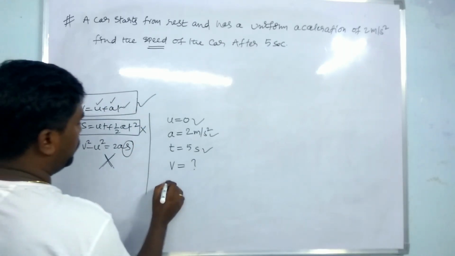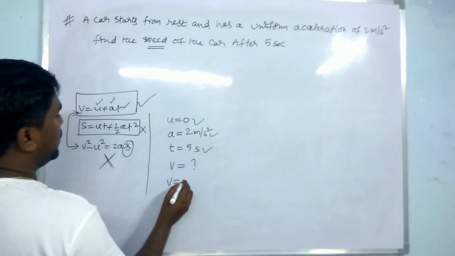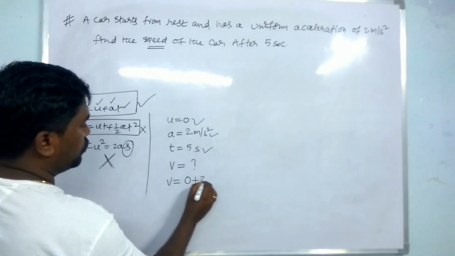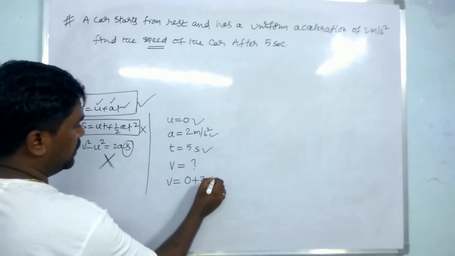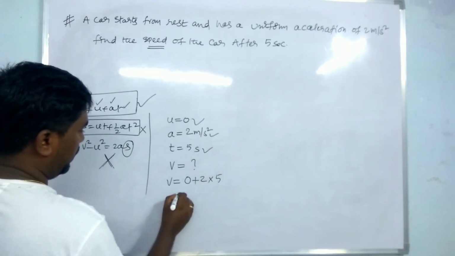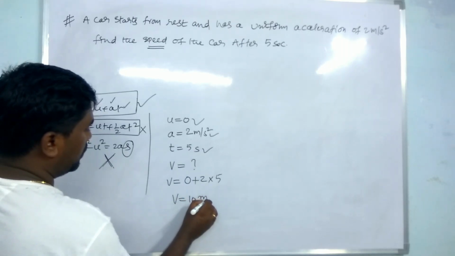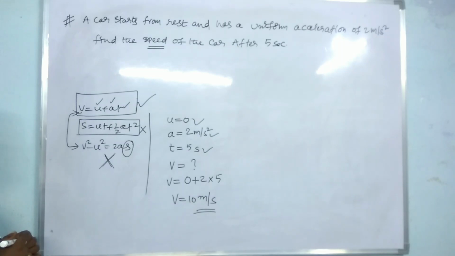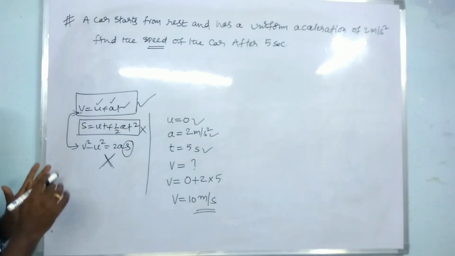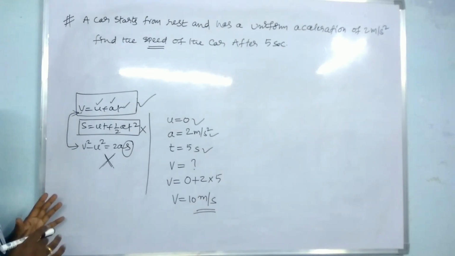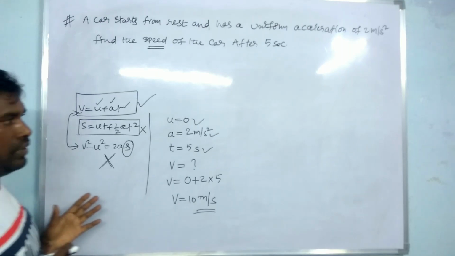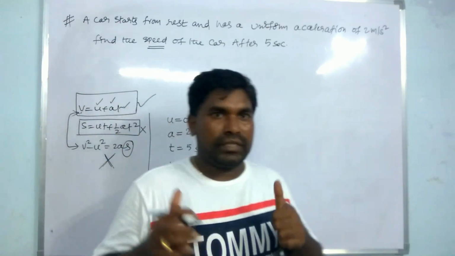Right? Let us find v is equal to u plus at. U is equal to 0 plus a, which is 2 meter per second square, and t is equal to 5 seconds, and v is equal to 10 meter per second. So this is the method. You have to choose the equation from the equations of motion. Okay, so this is our video.